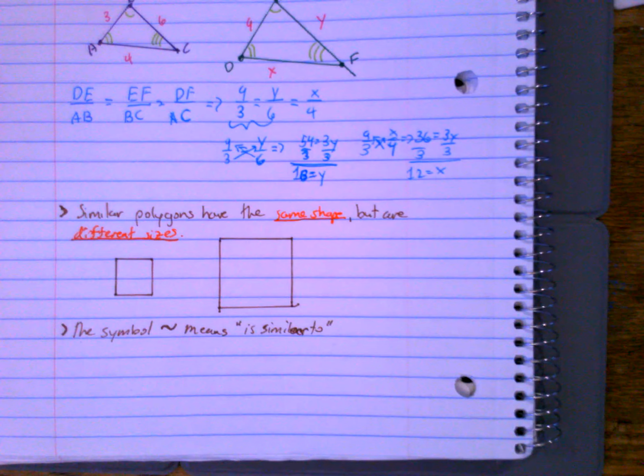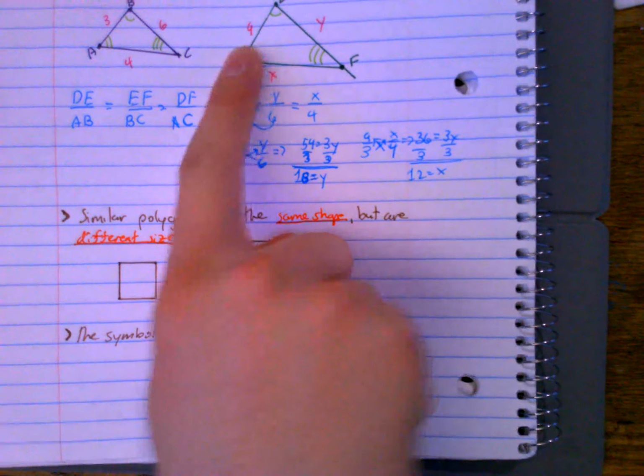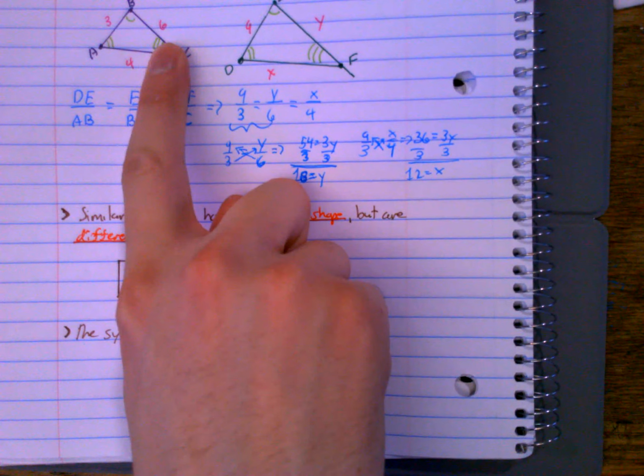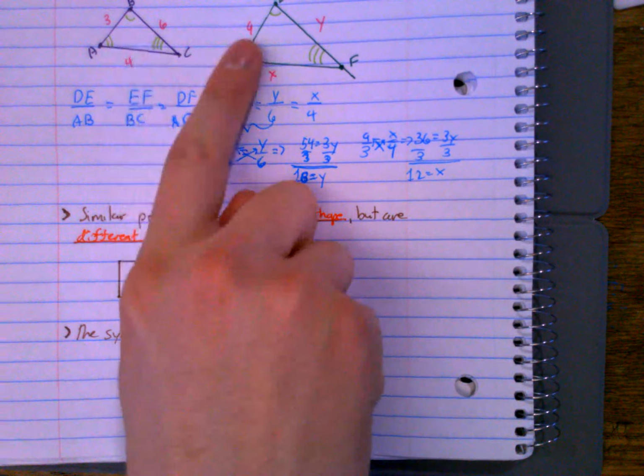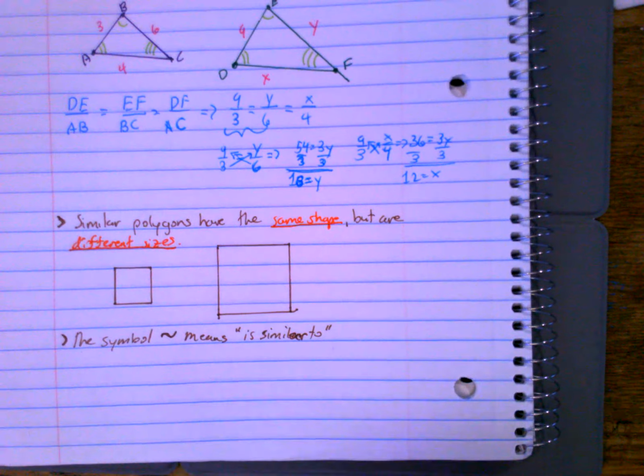So it's 18, therefore 6, 8. Then you'd have 4 goes to 12, 3. So the scale factor there is 3. Everything got multiplied by 3. 6 times 3 is 18. 3 times 3 is 9. 4 times 3 is 12. And now we're going to talk about that here in a second. I'm going to flip over and we're going to talk about scale factor.